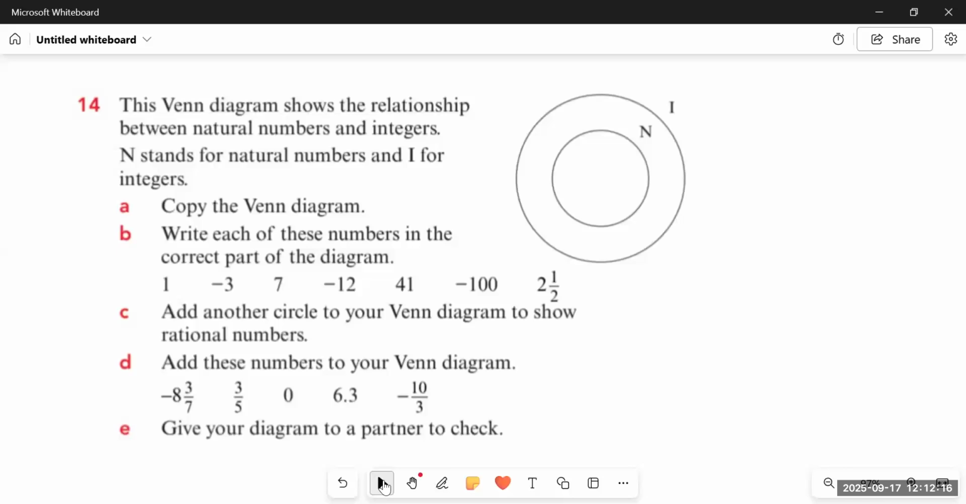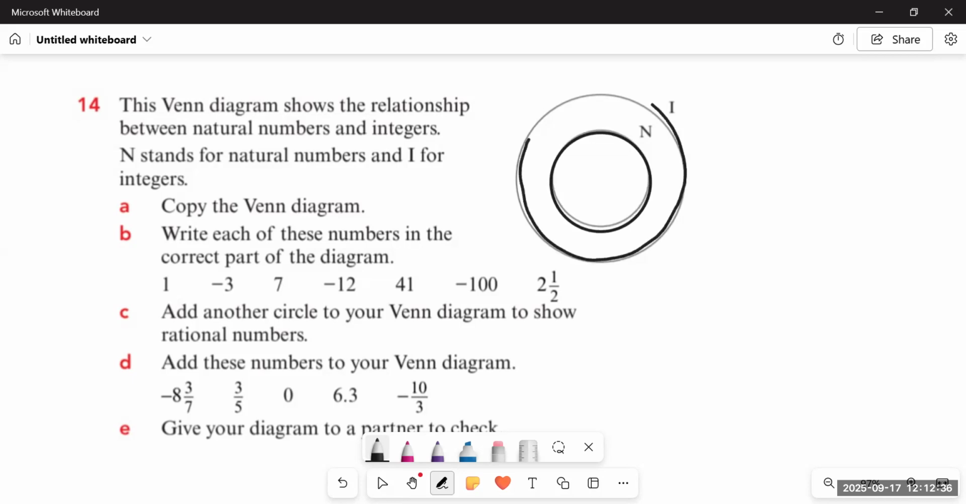Here comes question number 14, which says this Venn diagram shows the relationship between natural numbers and integers. So here we have a Venn diagram. You can find that here we have a circle, and outside this circle is written N. It means in this circle we have to write down all the natural numbers. Then we have a circle outside, and in this circle outside of the N circle, we have to write down all the integers that are not natural numbers.